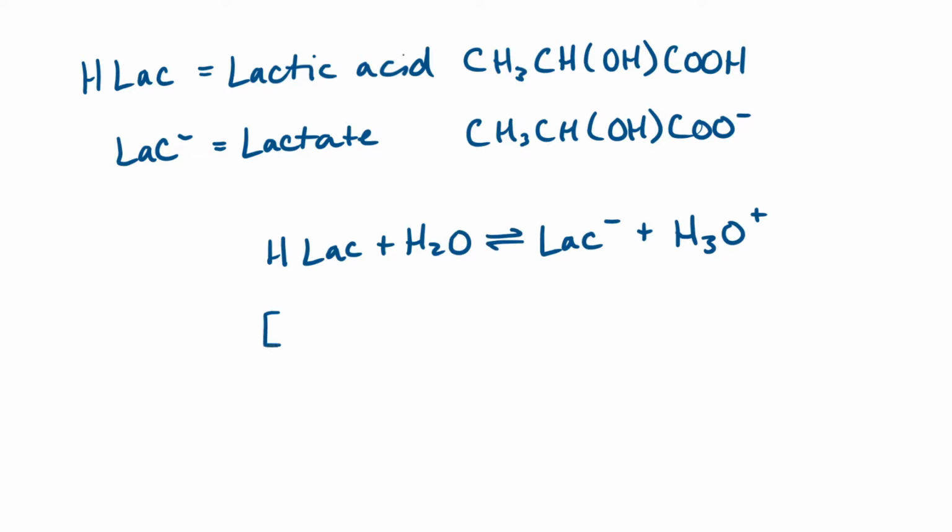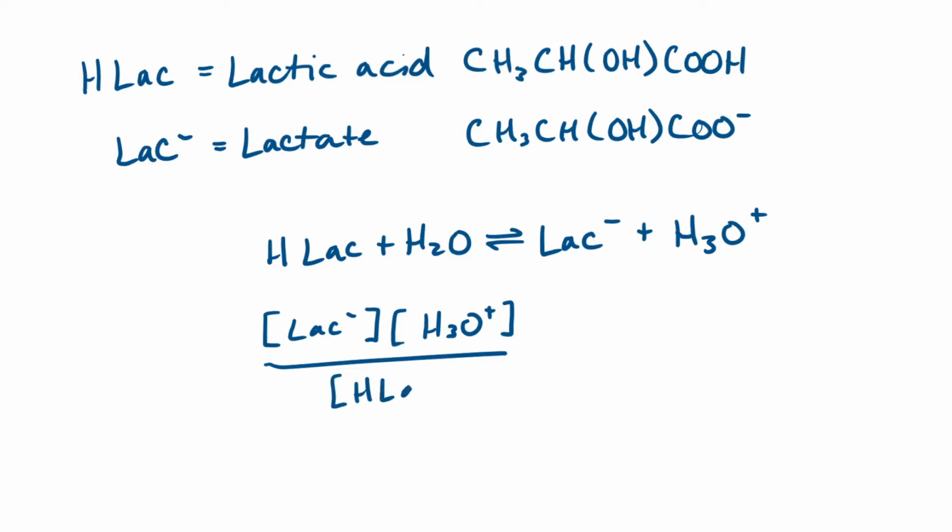The equilibrium dissociation constant for this reaction is 1.4 times 10 to the negative 4. That means that the concentration of lactate times the concentration of hydronium divided by the concentration of lactic acid is equal to 1.4 times 10 to the negative 4 at equilibrium. Where did the water go in this equation? Well, because it's a solvent, we don't really think of it as having a concentration in itself. Water is not included in the calculation, only the molecules dissolved in it.